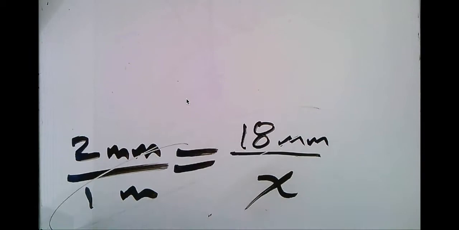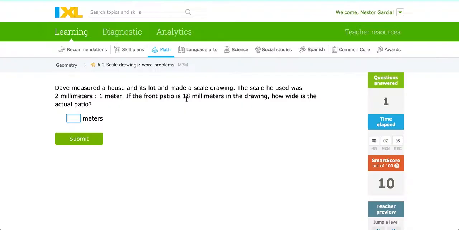18 times 1, 18, divided by 2, 9. Therefore, x is equal to 9. In other words, how wide is the actual patio? 9 meters.